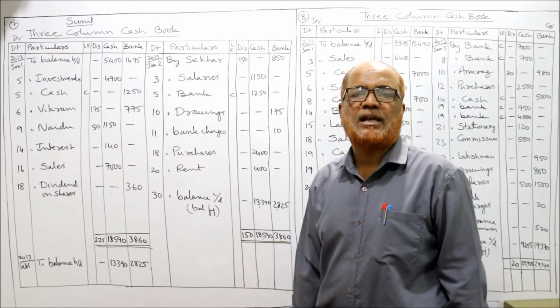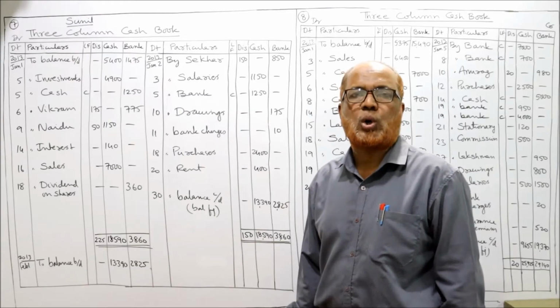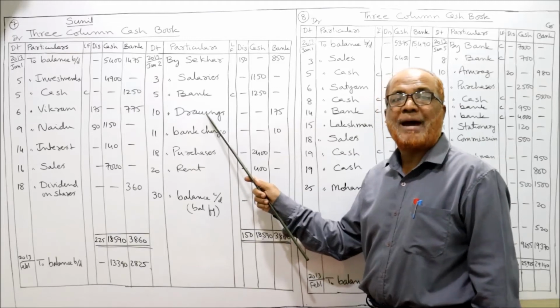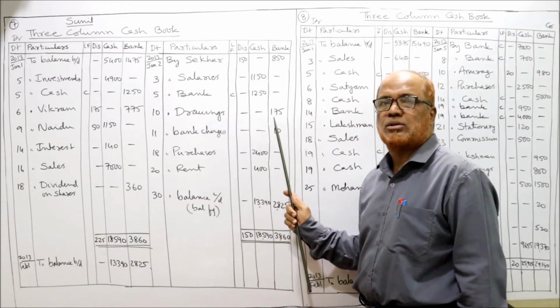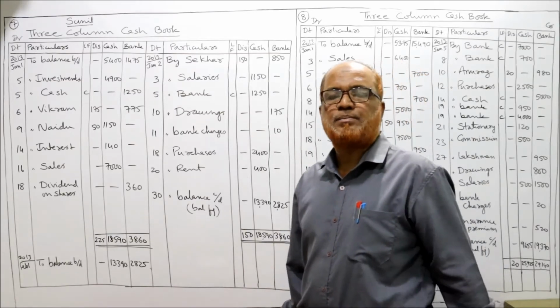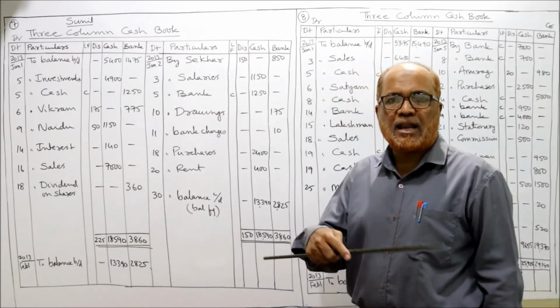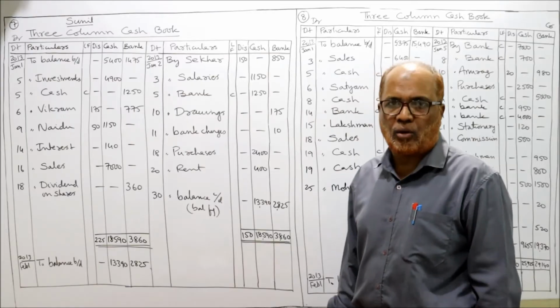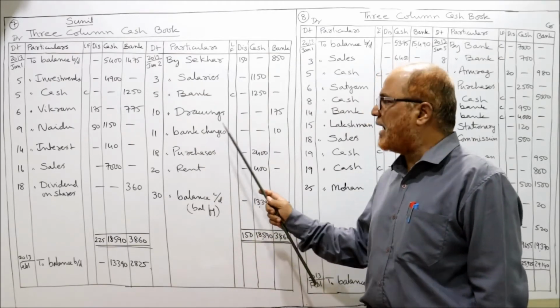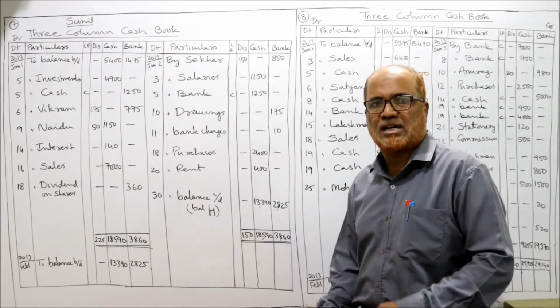Now 10th, withdrew for personal use by check. It is called drawings. So credit side by drawings. Which column? Bank column, because check is used. 175. Next, 11th, bank charges as per passbook. The banker has taken some money from the bank account. Bank charges. So credit side by bank charges. Bank column 10 rupees. 11th transaction over.